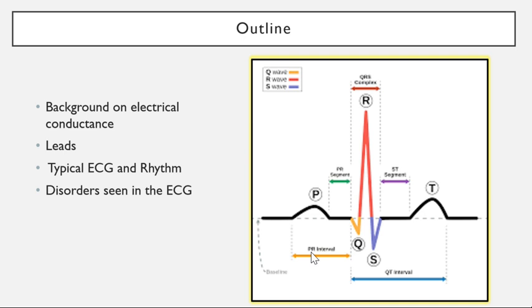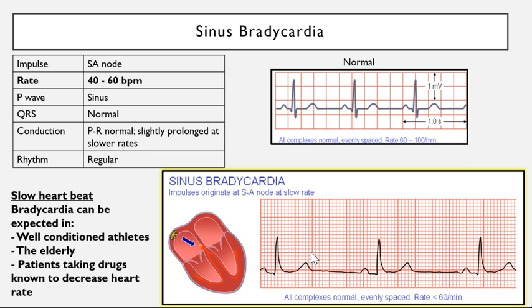And the rhythm is normal. Everything looks good, right? So what we're going to be talking about is disorders seen in the ECGs there at the bottom, right? And that's going to be the rest of this PowerPoint. So sinus bradycardia is where you have a very low heartbeat, right? So this is between 40 and 60. We saw this already.